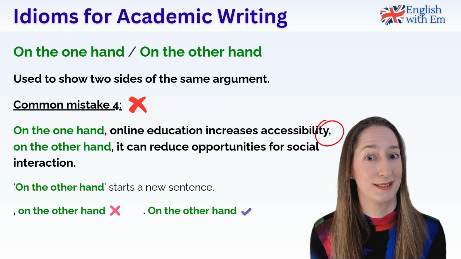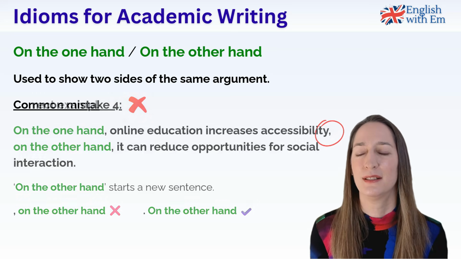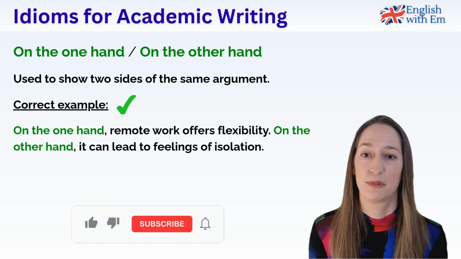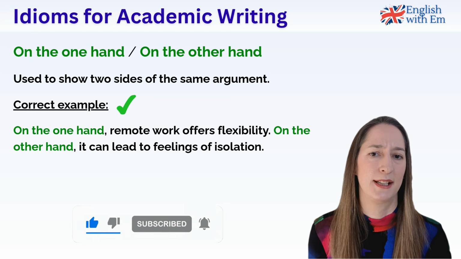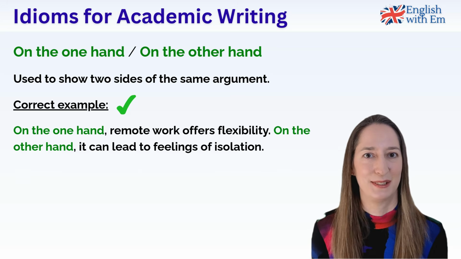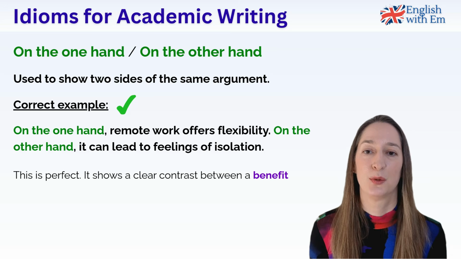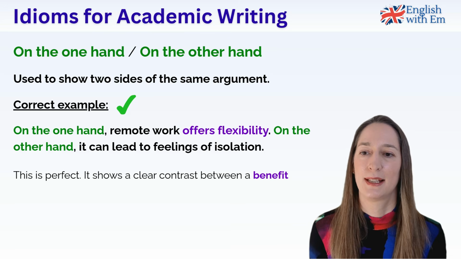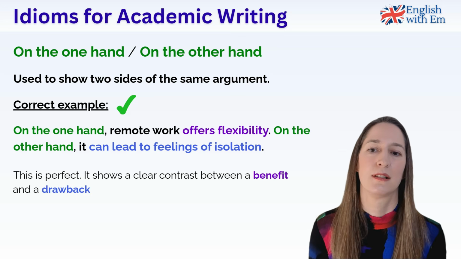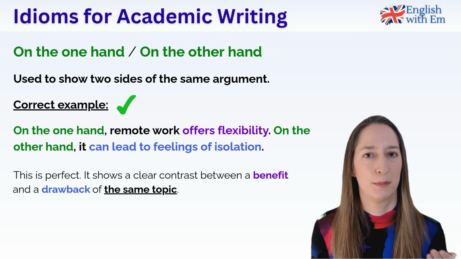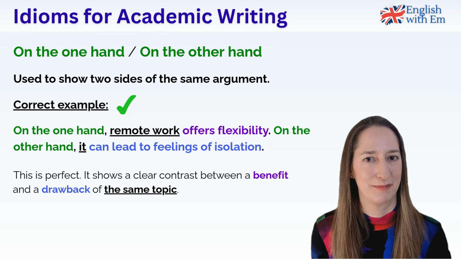Punctuation is important. Let's look at one more correct example before we move on. On the one hand, remote work offers flexibility. On the other hand, it can lead to feelings of isolation. So it's perfect. It shows a clear contrast between a benefit, remote work offers flexibility, and a drawback, it can lead to feelings of isolation, of the same topic, remote work, and we use the pronoun it to avoid repetition.